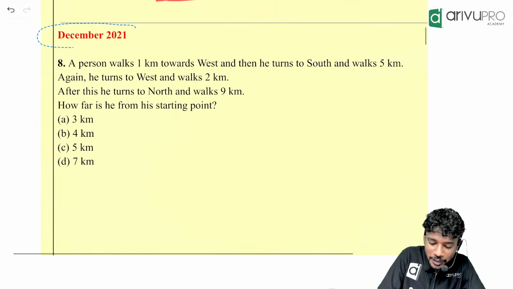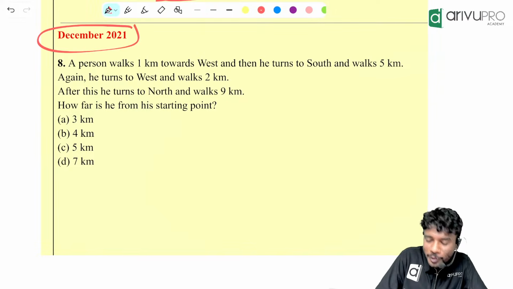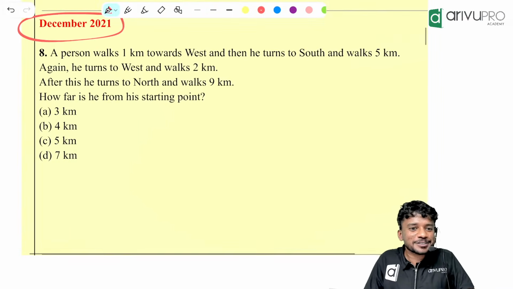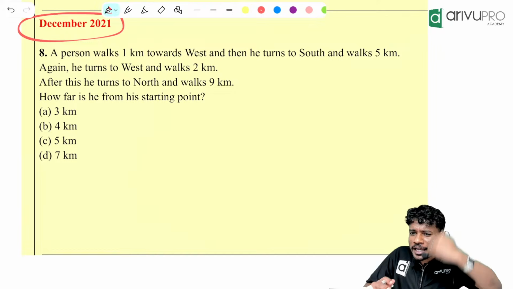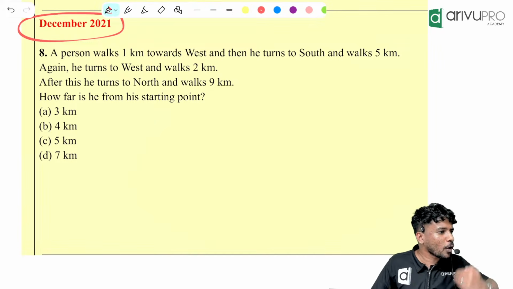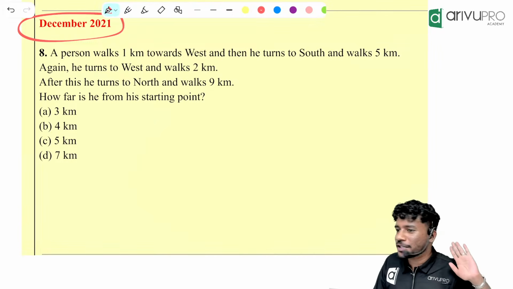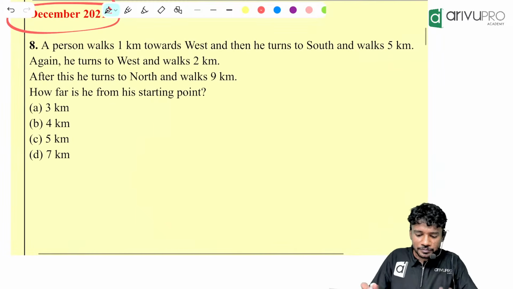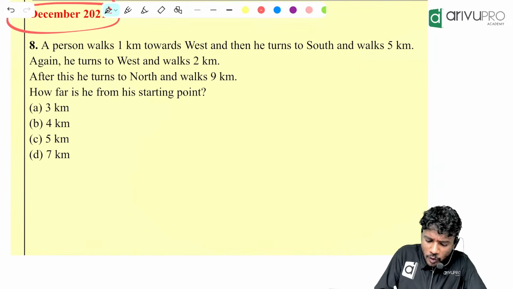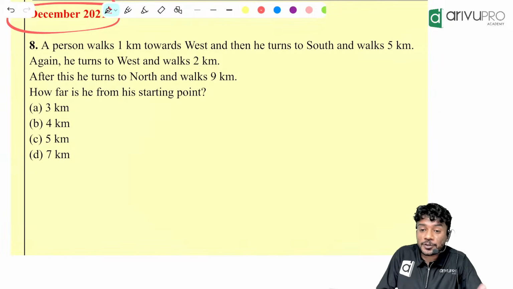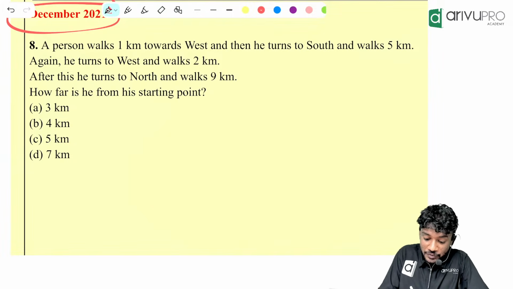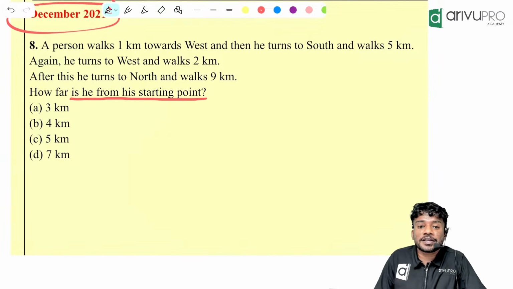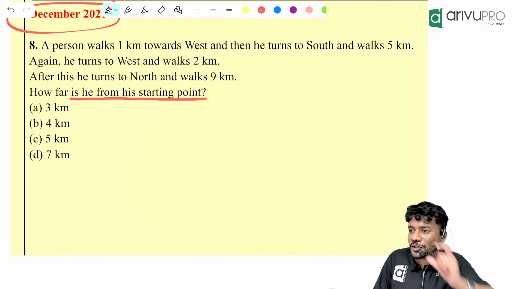December 2021. See, people, we are going through the past. The pattern is the same throughout. Every year, the pattern is the same throughout. It's all about you guys putting in the effort. Look here. A man walks. We will read the last line so that we understand what type of question it is. How far is he from the starting point? That means we need to find the shortest distance.